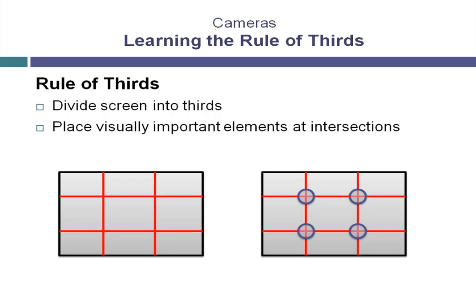Keep in mind that cultural differences do have somewhat of an impact on this rule. Because Western culture generally reads from left to right, putting an important object at the upper left corner could make it stand out more than putting it at the lower right corner because of how a person scans the image.